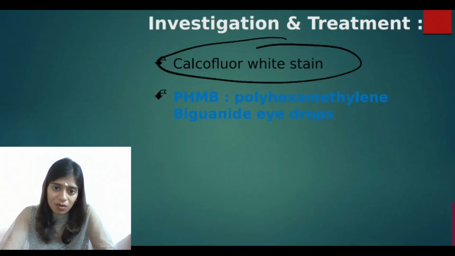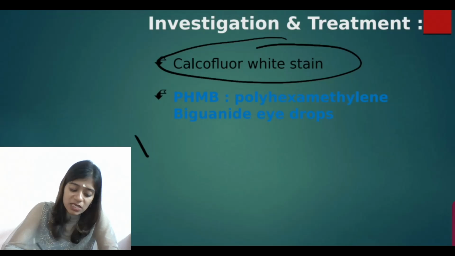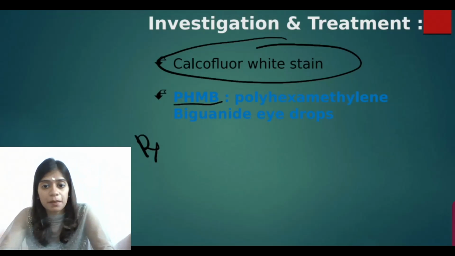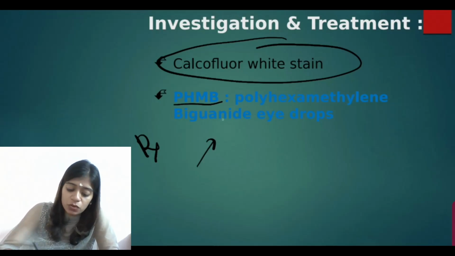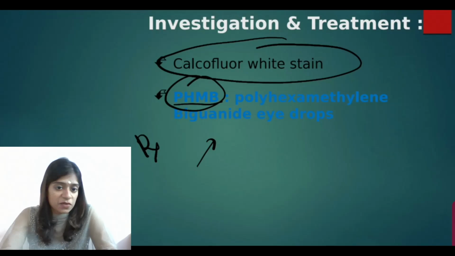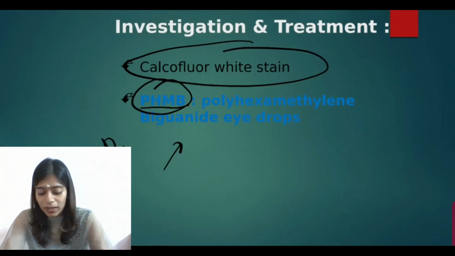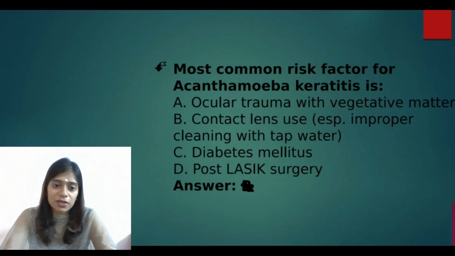That's how you see the organism. And what is the treatment? It is very important, FMGE: polyhexamethylene biguanide eye drops. So you have to know this. Even in your sleep, if somebody asks you, what is the treatment for acanthamoeba keratitis? You will close your eyes and say, what? FMGE. Alright? So that's it guys. That was a quick review of all the infectious keratitis. So let's do some questions.